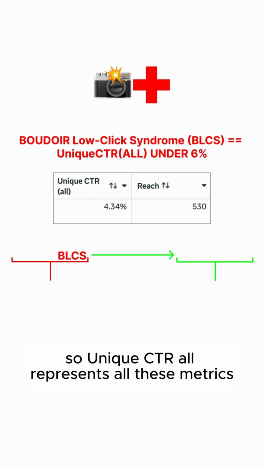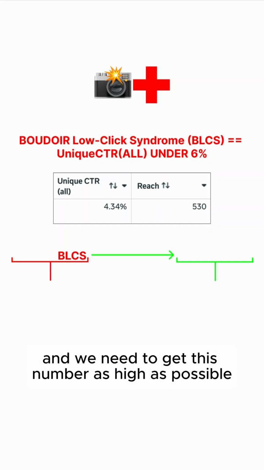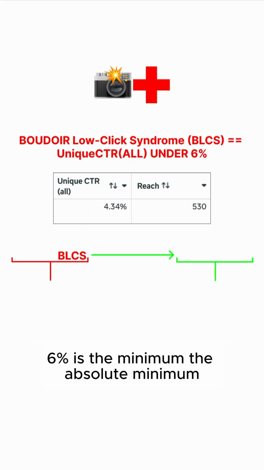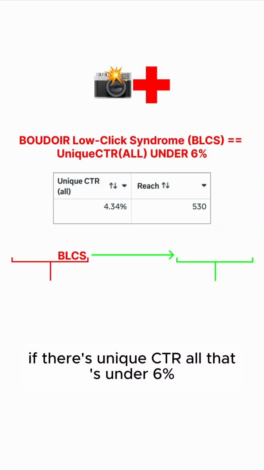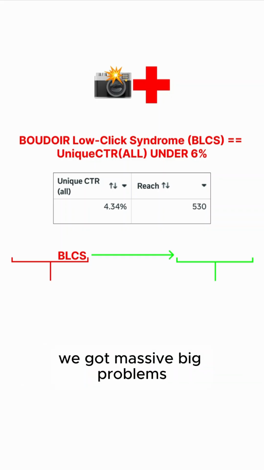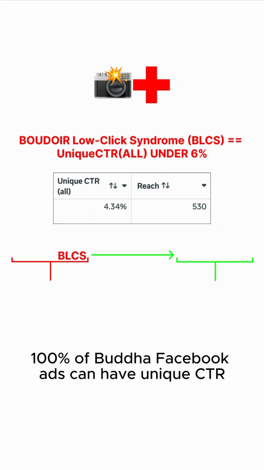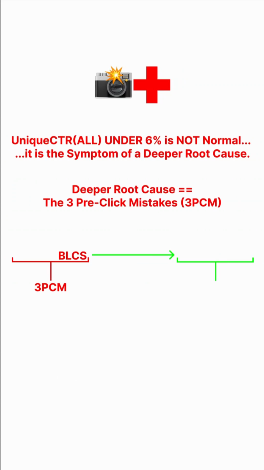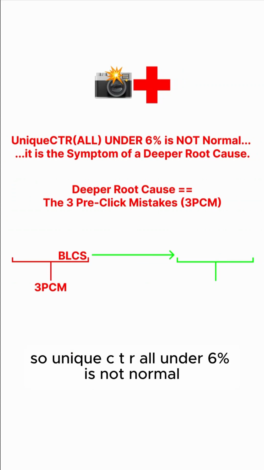So unique CTR represents all these metrics, and we need to get this number as high as possible. 6% is the absolute minimum. If there's a unique CTR under 6%, we've got massive problems. 100% of Boudoir Facebook ads can have a unique CTR above 6%, so a unique CTR under 6% is not normal.